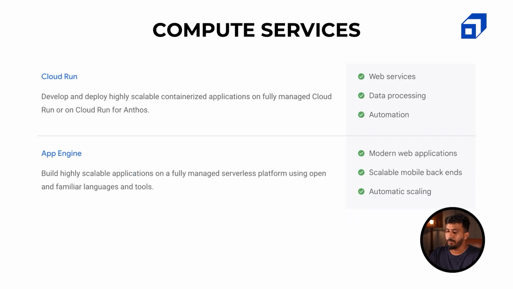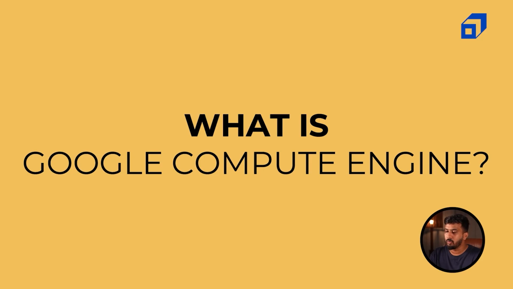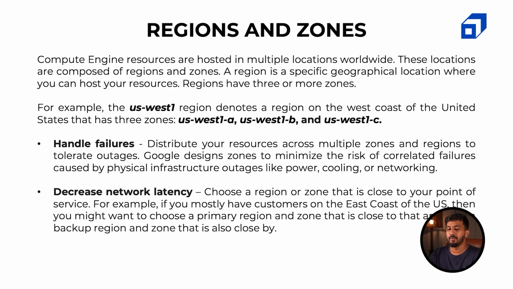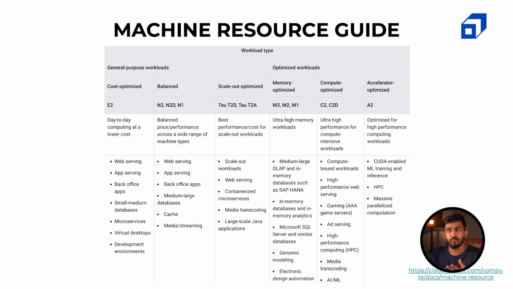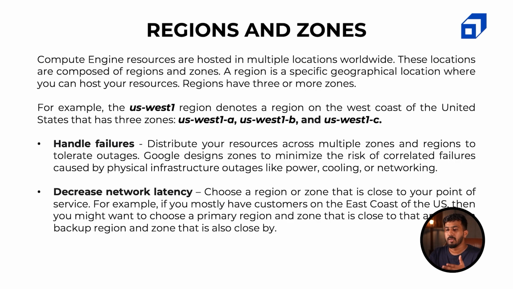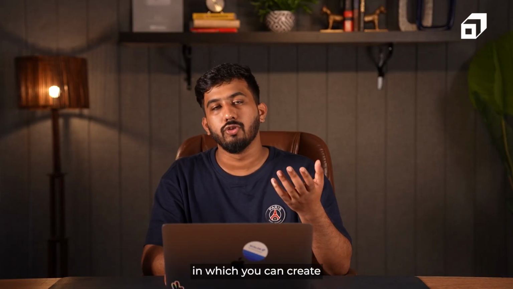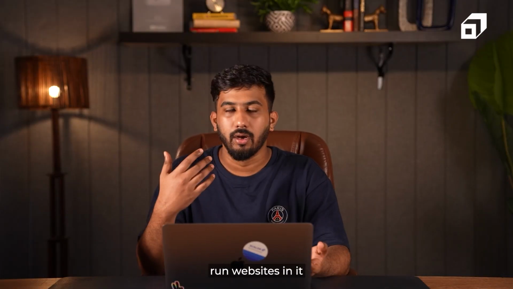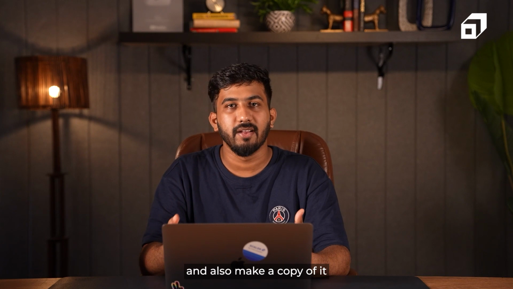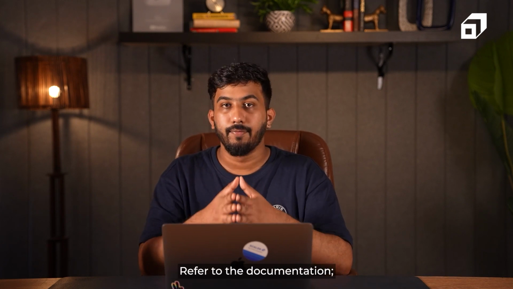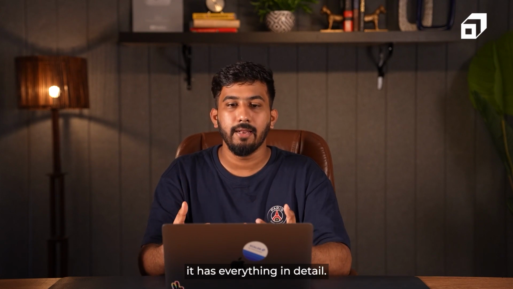So we've covered compute services. We essentially looked into Google Compute Engine. We looked at the basics and different types of machine resources, machine types. We looked into the regions and zones, and I also showed you a demo in which you can create your own virtual machines, run websites in it, and also make a copy of it, which is called a machine image. There is obviously more to it. Refer to the documentation, it has everything in detail.